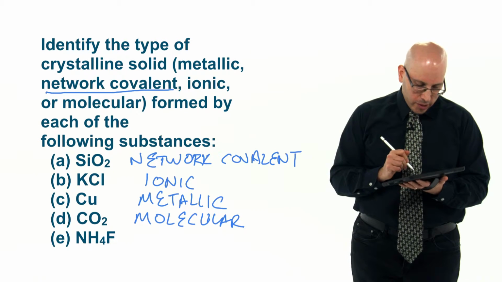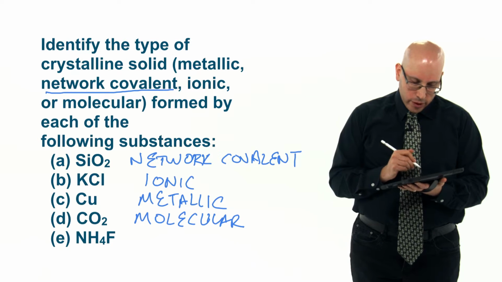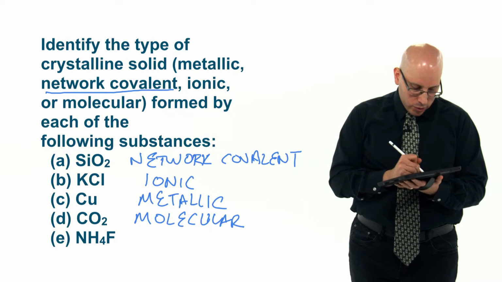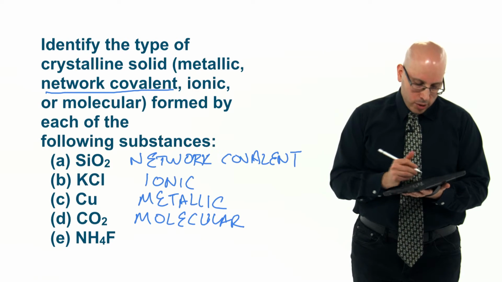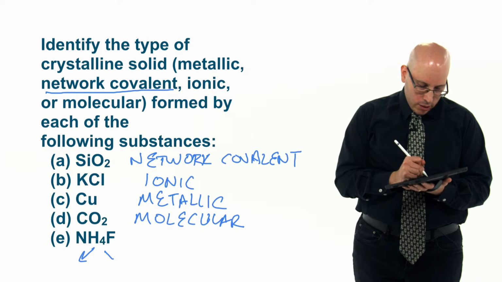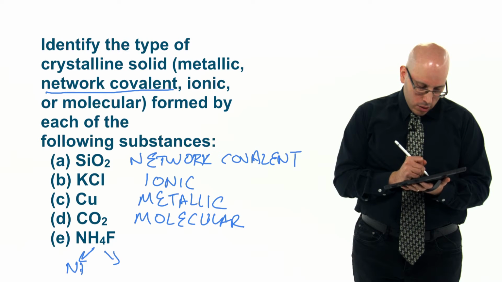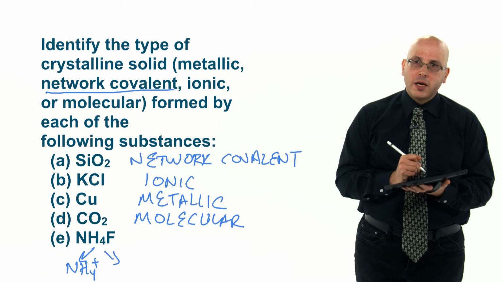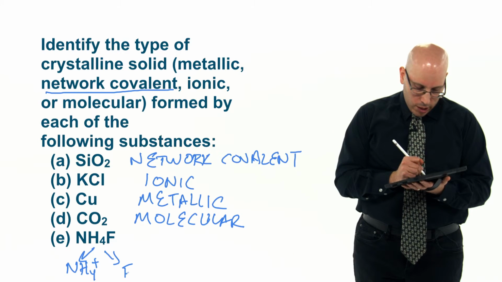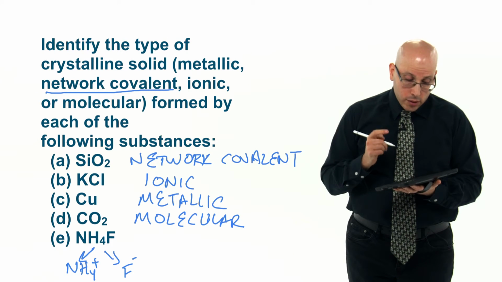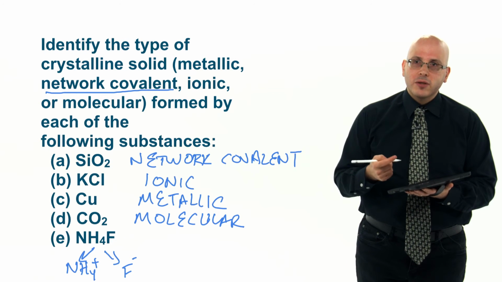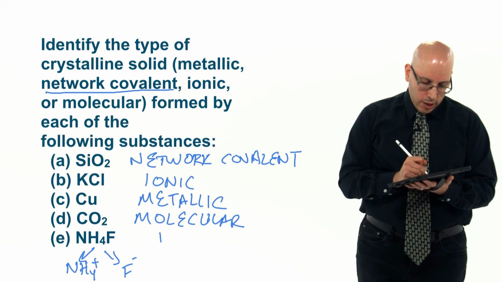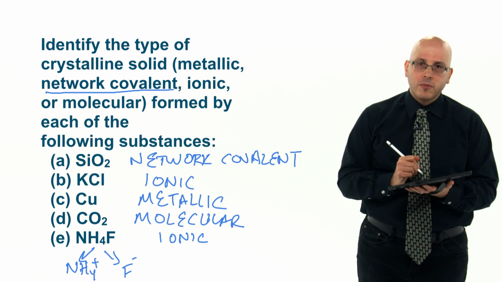Now, let's look at the last possibility, ammonium fluoride, or NH4F. This one's a little tricky because you see some elements in here that are nonmetals, like nitrogen and hydrogen and fluorine. But you have to realize that this is really made up of a polyatomic ion, the ammonium ion, and the fluoride ion. So because I have ions there, even though the ions themselves are made out of nonmetals, this is still going to be an ionic solid when they come together.